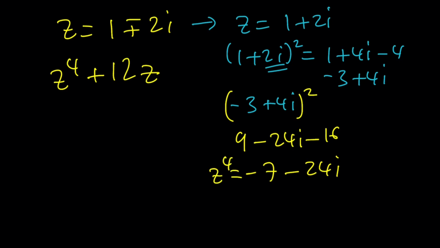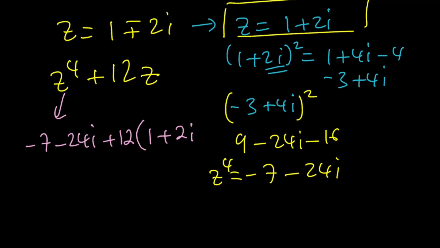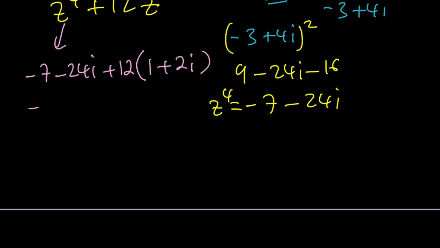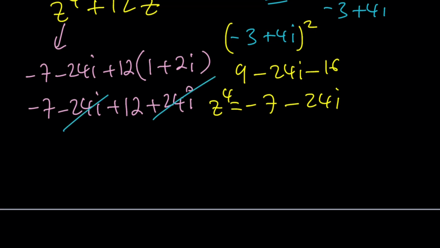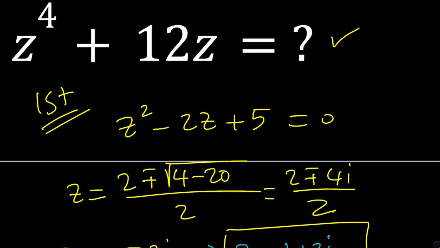Okay. And what is z? We know it because we went with 1 plus 2i. So let's go ahead and plug it in, right? We're going to replace z to the fourth with negative 7 minus 24i, and replace z with 1 plus 2i. You see what I see, hopefully. This becomes negative 7 minus 24i plus 12 minus 24i. Wait, that should be plus 24i, so yes, the 24i cancels out. Negative 7 plus 12 is equal to 5. Therefore, the answer is 5.